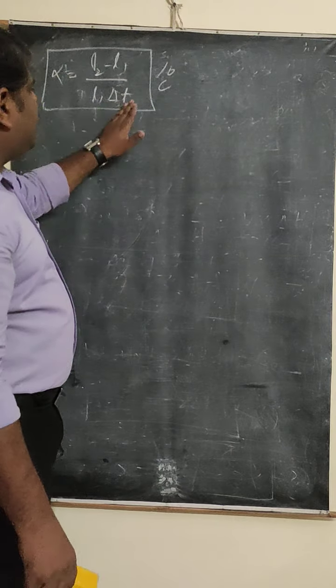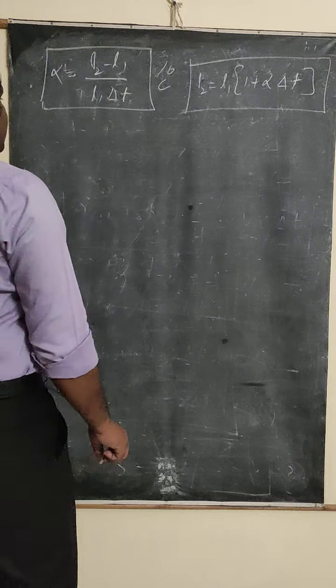Based on this, we can find out the final length formula also. I already told you that. Try to remember the direct final length formula. The final length L2 is equal to L1 into 1 plus alpha into delta T. L2 is equal to L1 into 1 plus alpha into delta T. Okay, this is the coefficient of linear expansion.